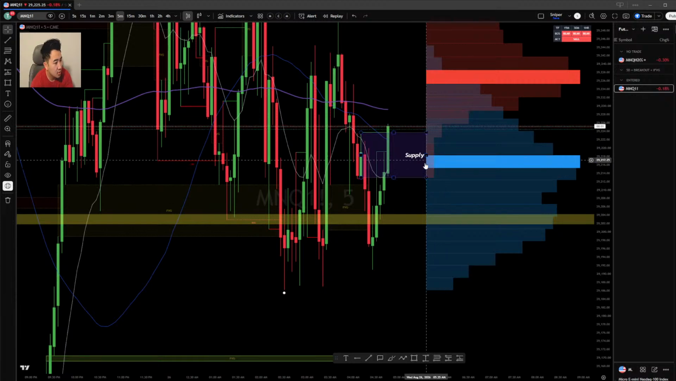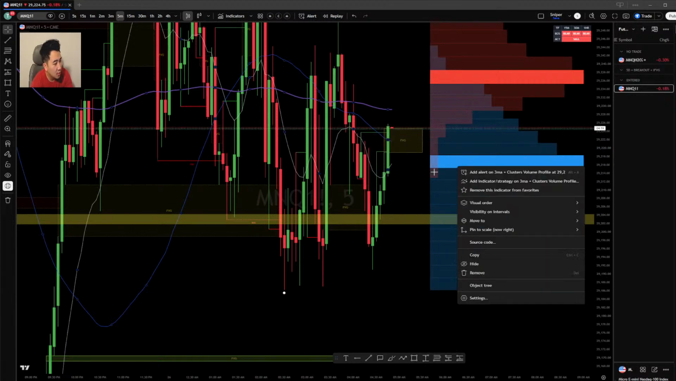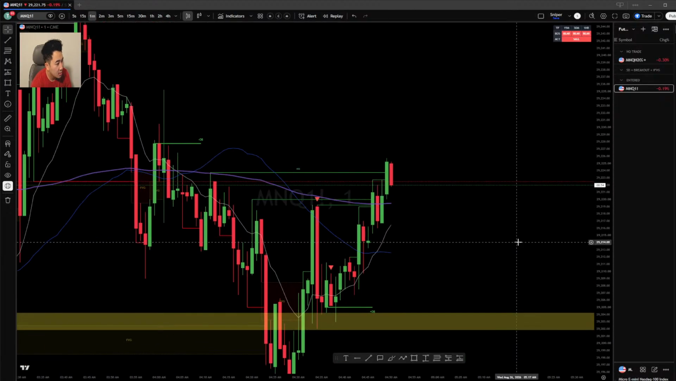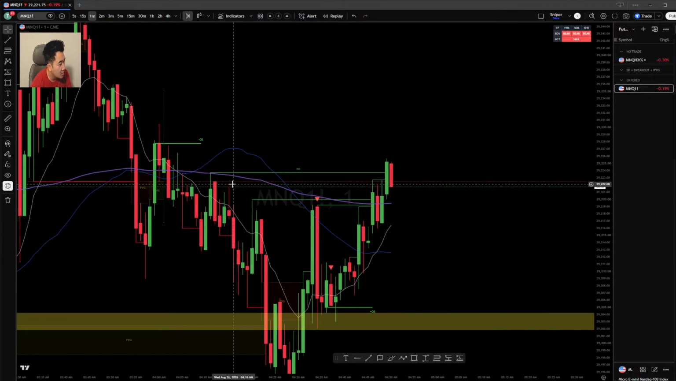Looks like it broke through the supply zone. We don't need it anymore. I'm going to delete that. Let's go on our 1 minute. See what we have. Any inversion zones.